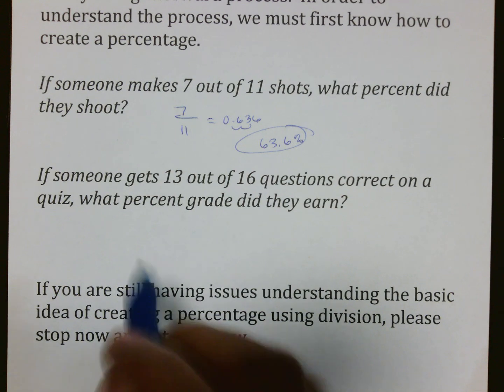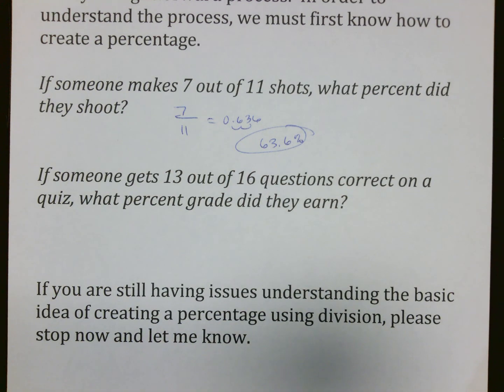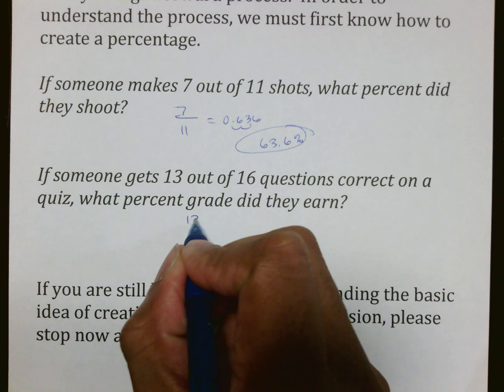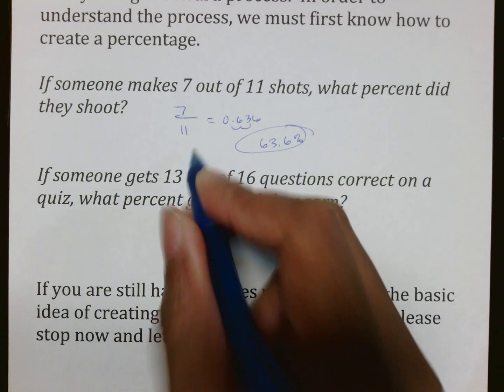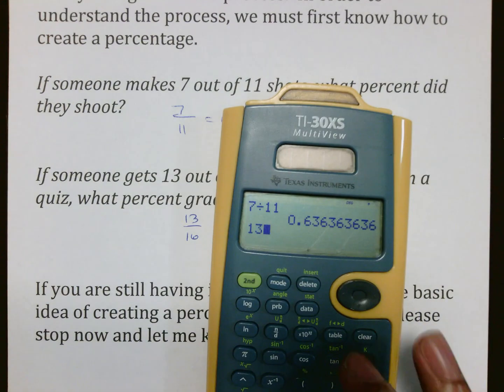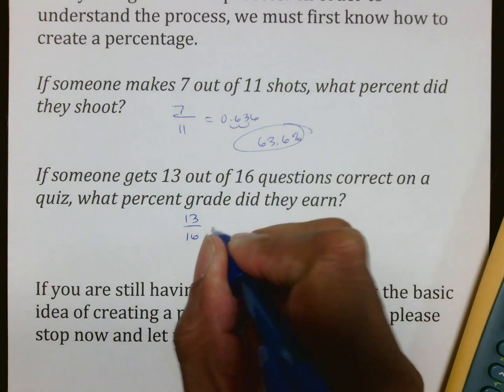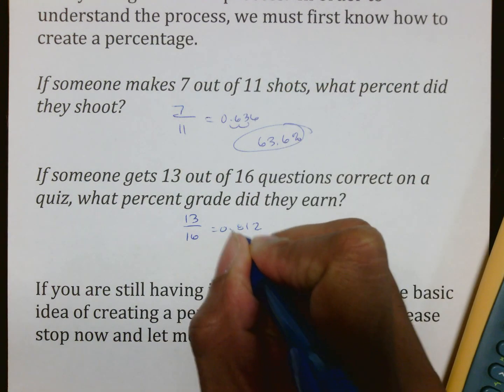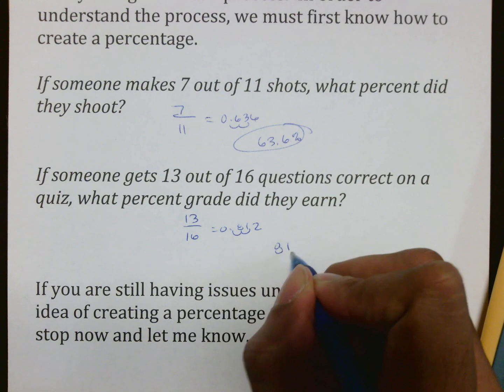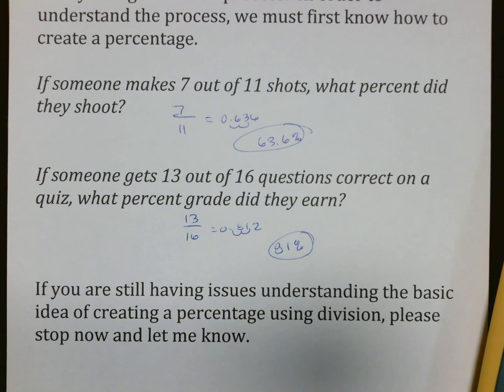Same thing, if someone gets 13 out of 16 questions correct on a quiz, what percent grade did they earn? You can actually use this whenever you take one of my quizzes or tests also. What you do is you take the number they got right out of the total. Again, the total always goes on the bottom. You then divide and you get 0.812, which of course for class is only 2 spots, so that would round to be a 81% grade.